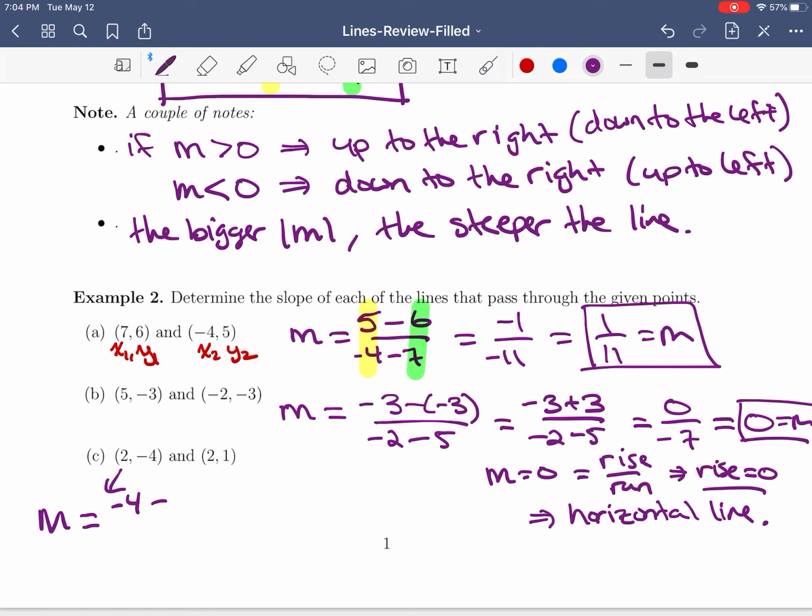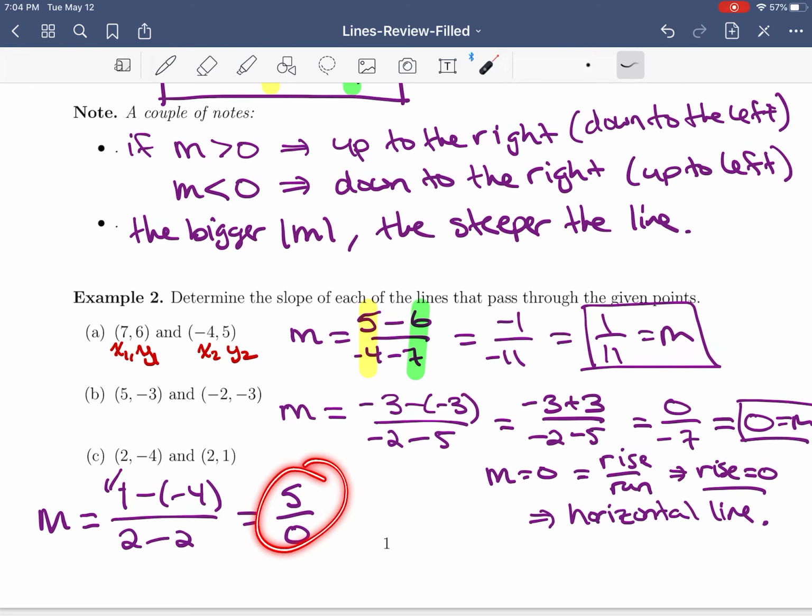Okay, last one. So again, I'm going to label it in the same way. So -4, okay, I did it backwards. Not that it matters, but so 1 minus -4 over 2 minus 2. So here I have 5 over 0. Now this is a problem. So we're not allowed to divide by 0. Okay, so this slope doesn't actually exist.